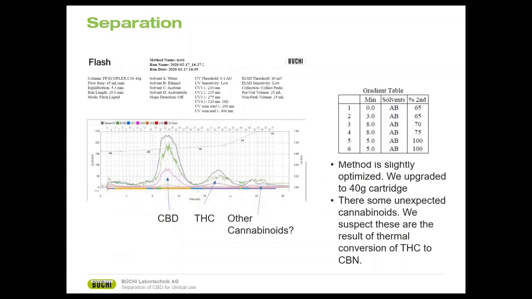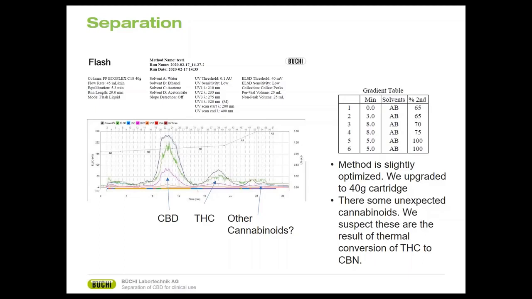On the next run, you can see the separation is much better. We use a 40-gram cartridge and optimize our method a little bit by changing the gradient table. There are some unexpected cannabinoids. We suspect that these are the result of the thermal conversion of THC to CBN. So I want to give a little bit of detail.